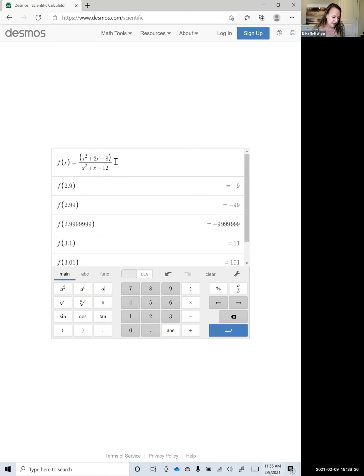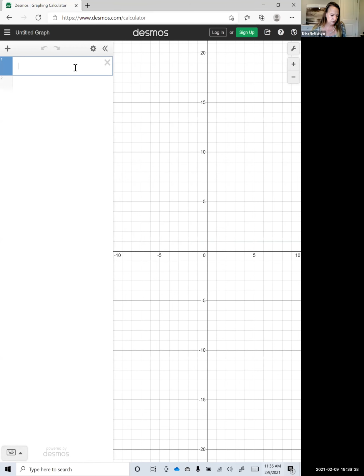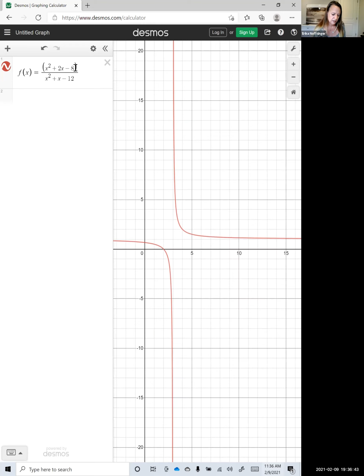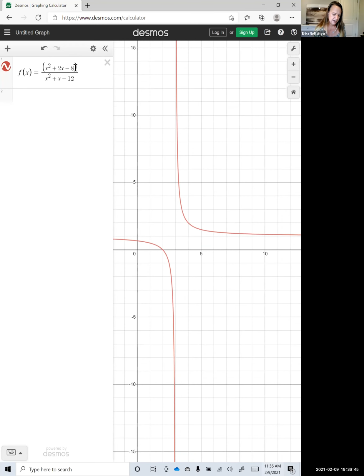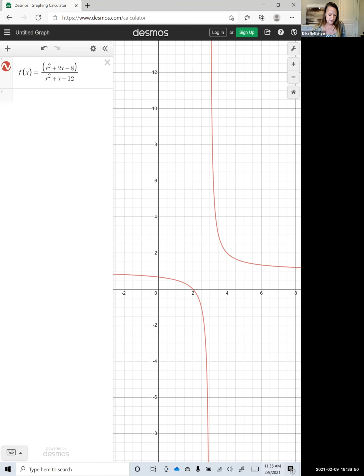Let me take that same function that we just defined. I'm going to copy it, and then let's go over and look at graphing it. So if I graph this function, notice that at 3, and we saw this, as x was approaching 3 on the left, we were shooting down to negative infinity. And here, approaching 3 on the right, it's shooting up to positive infinity.